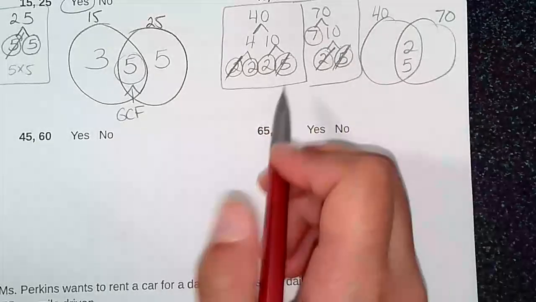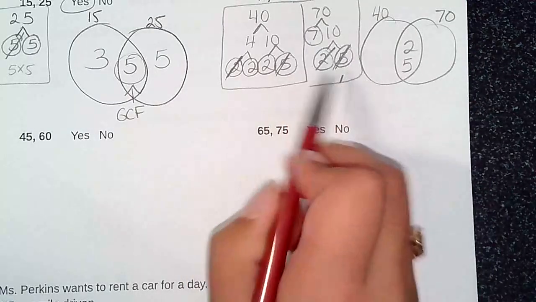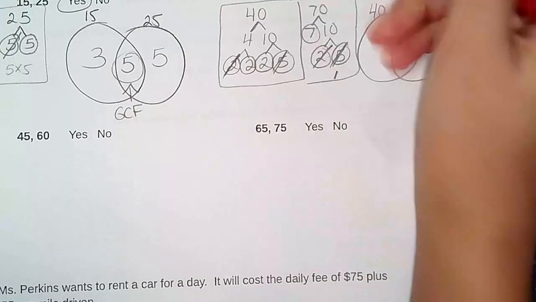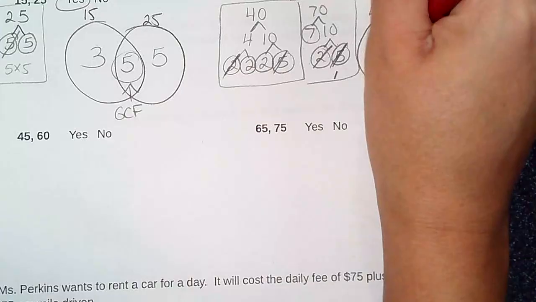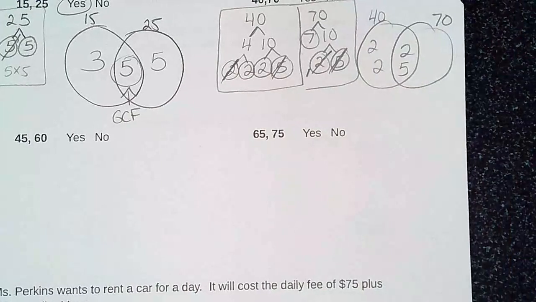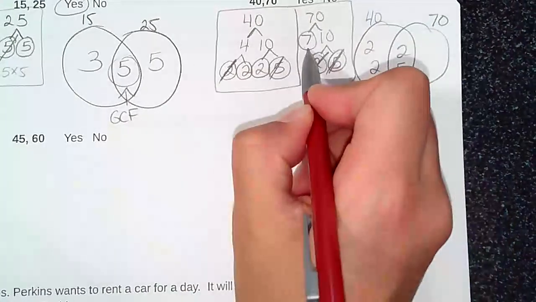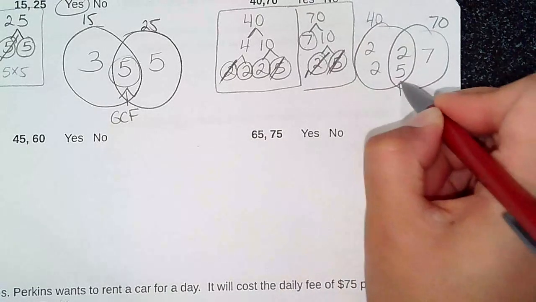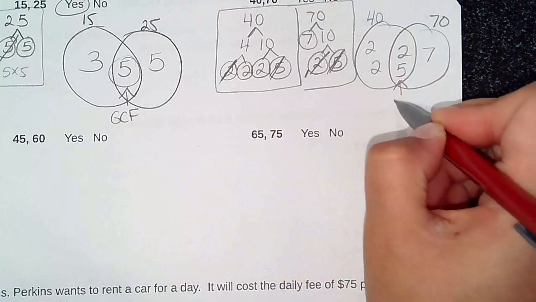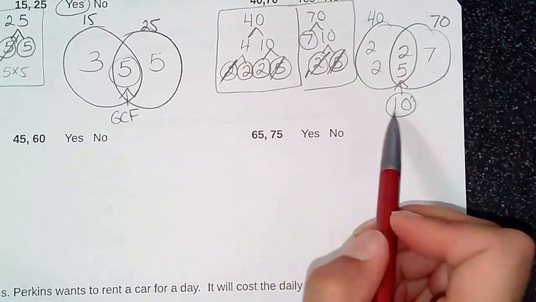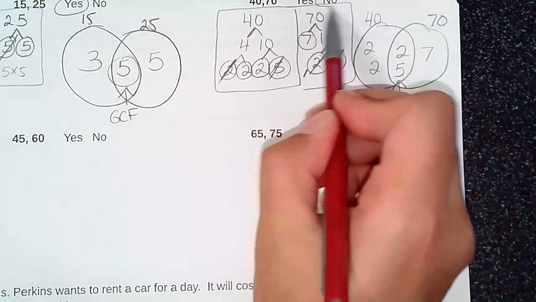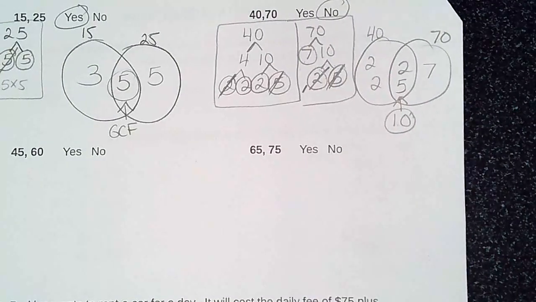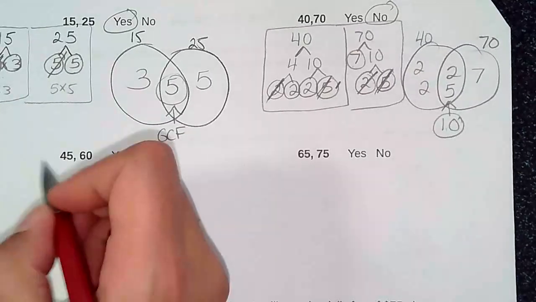This has another 2 and another 2, but there are no more 2s over here. So I have to put that on the left side. And this has a 7. I put that over here. So GCF again is multiplying the middle. 2 times 5 is 10. Does this have a GCF of 5? No, it does not.